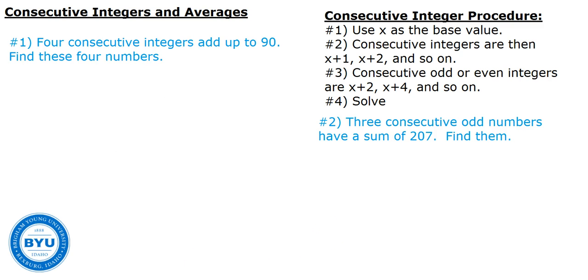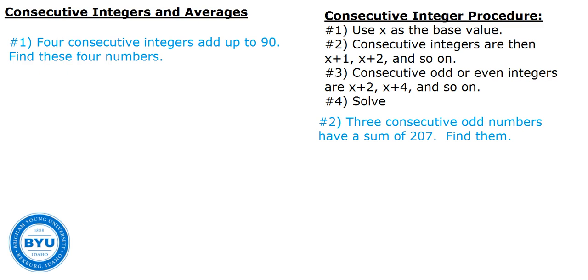Now that you've seen how these work, go ahead and pause the video and try these 2 consecutive integer problems. In number 1, you have 4 consecutive integers adding up to 90. You've got to find all 4 numbers. And then in number 2, you have 3 consecutive odd numbers that add up to 207. See if you can find those. Pause the video now. Good luck. Let's see how you did.